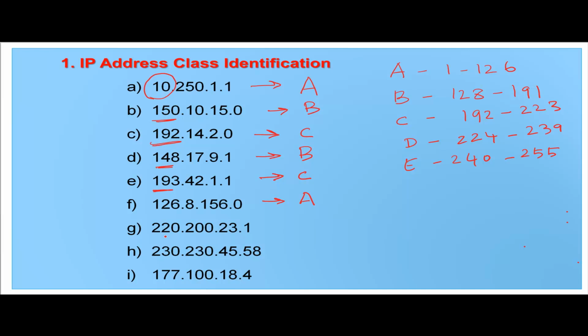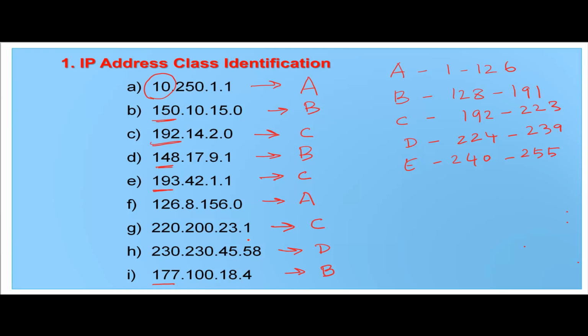Then 220.200.23.1. So 220 is going to be up to 223, so it is class C. This is a class C IP address. Then 230. This is going to be a class D IP address. Then 117.100.18.4. If you see, it is 117, so it is going to be a class B IP address.